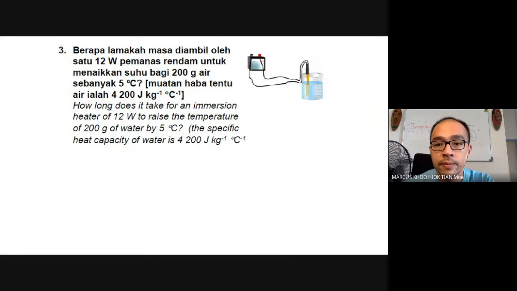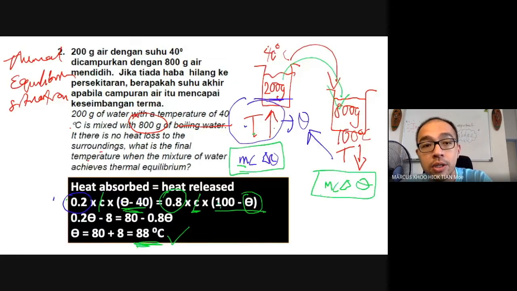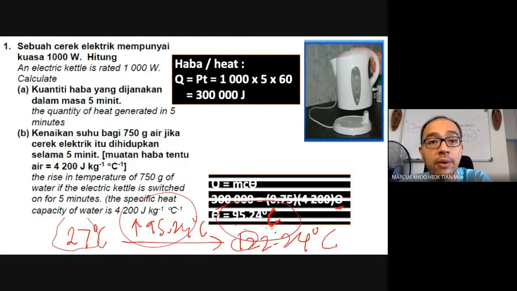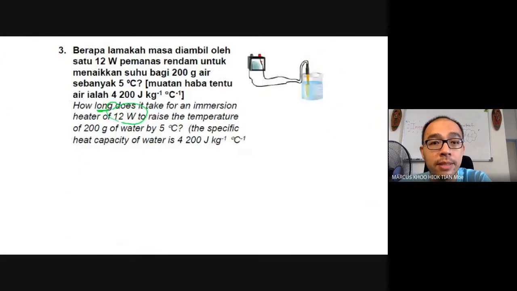Question number 3. How long does it take for an immersion heater of 12 watts? So how long is the time? When you see the wattage here, you know that we're talking about this formula again, because this is the only one that involves wattage. Power. So Pt equals mc delta theta.